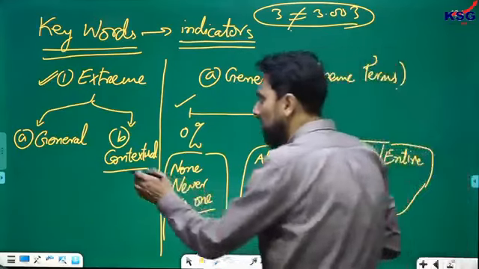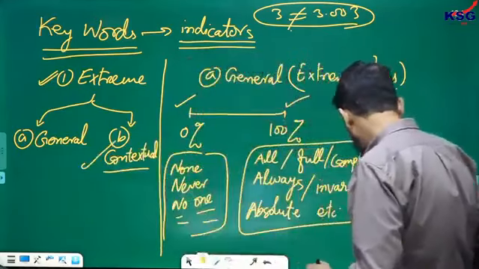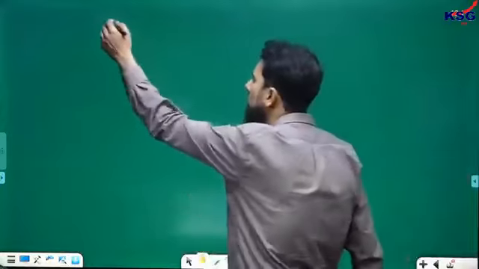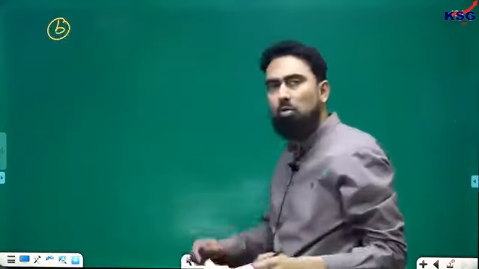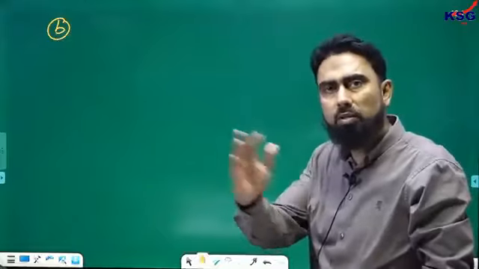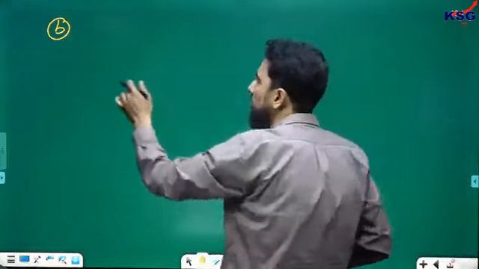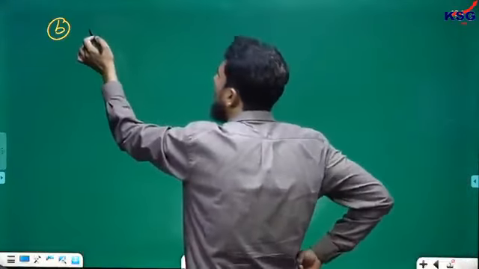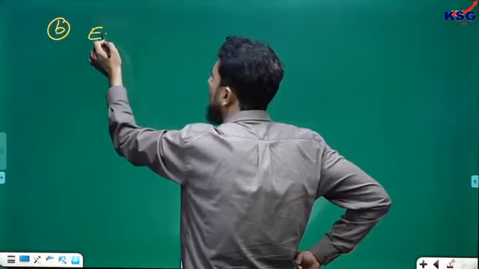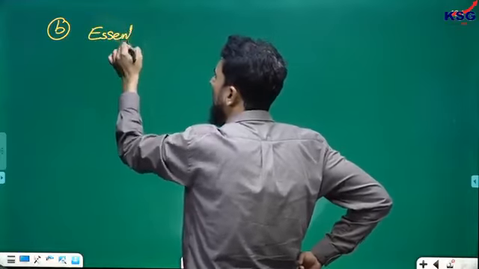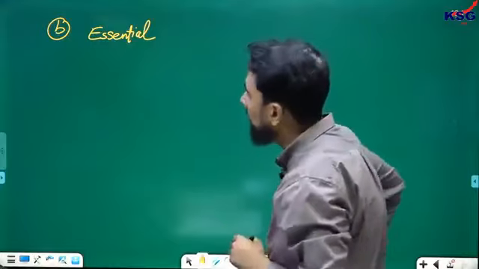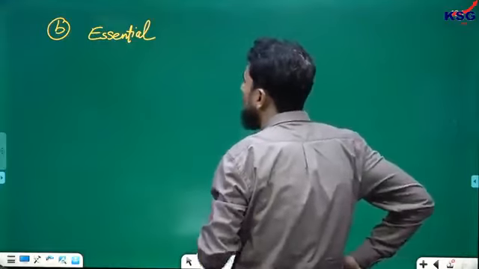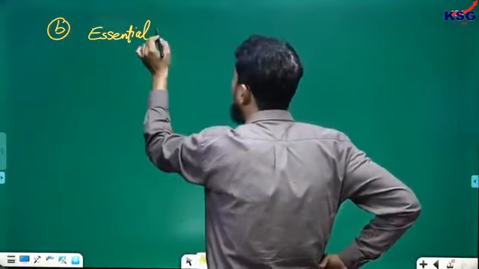Let me now take the B part, contextual extreme terms. Contextual extreme terms means in the passage the author has written something about that, but the examiner goes for exaggeration. So in that context, something has been increased. For example, quite often UPSC use the word essential, and mostly the essential terms are wrong. Essential means it becomes a must, without it cannot be done.